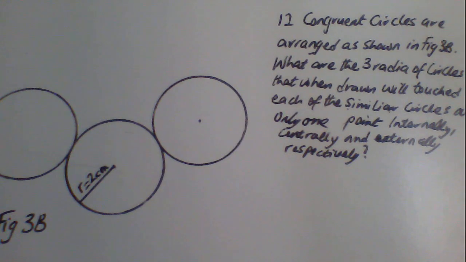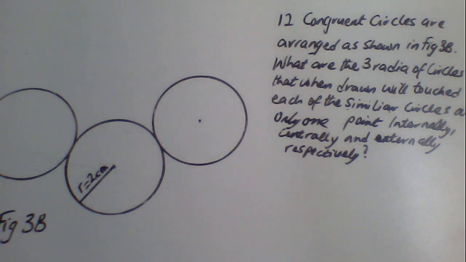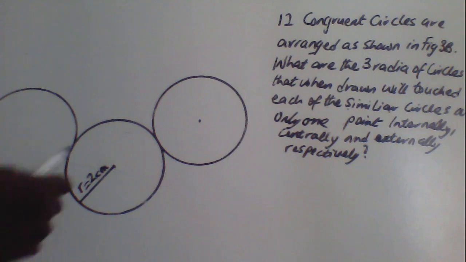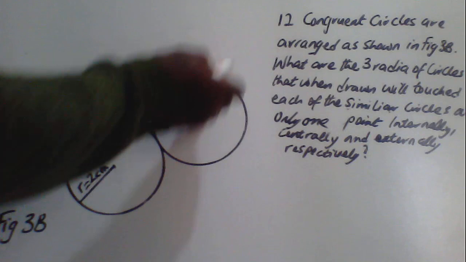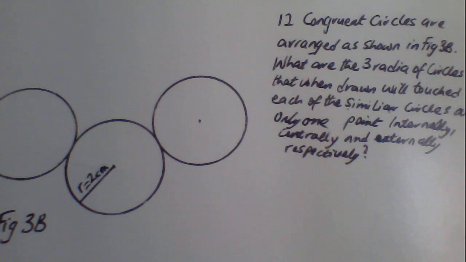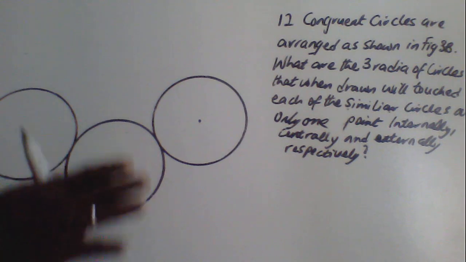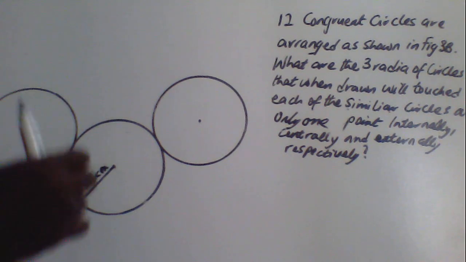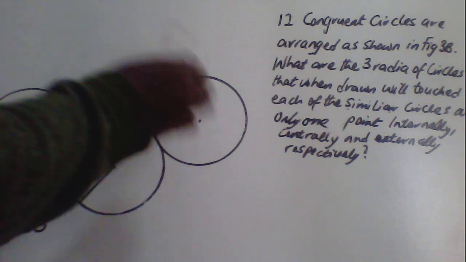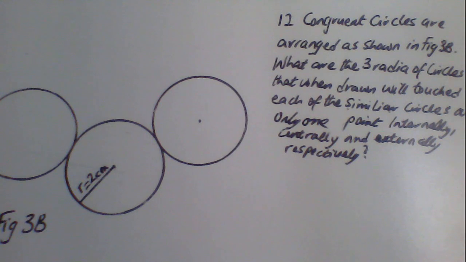So, I said that we are using three of the congruent circles to illustrate what we are to do today. If you arrange them, they will continue to form a circle. The arrangement forms a complete circle. 12 congruent circles are arranged as shown in figure 3b. So these three are our illustration. We are using three to illustrate what we are trying to do, but there are 12 of them, arranged in such a way that the arrangement forms a circle.